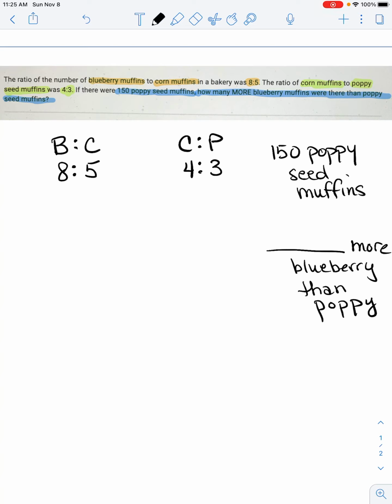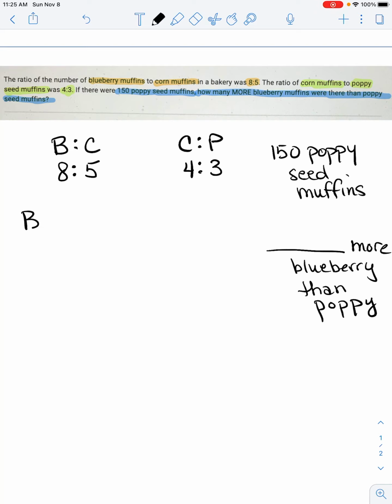So now let's talk about two strategies that we use for ratios, and one is a tape diagram. Now, again, these are two different ratios. You'll notice that the corn muffins are common to both, but because in one ratio the part that is corn muffins is 5 and in the other is 4, we can't use the same tape diagram. So let's make separate tape diagrams, okay?